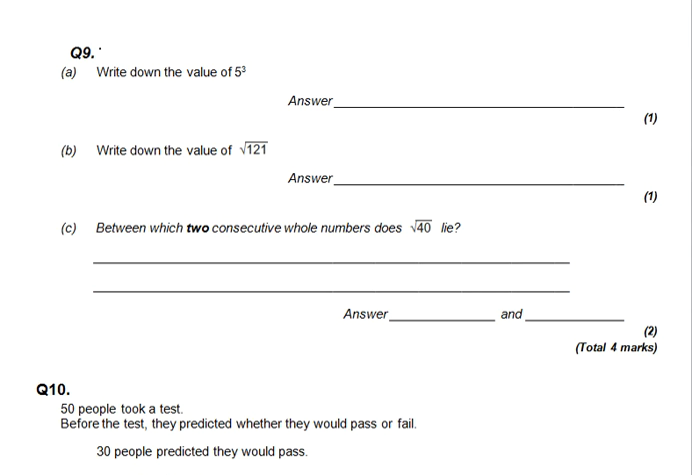So we've got 5 to the power 3. Now 5 to the power 3 just means 5 times 5 times 5. So that is equal to 125. And again, it's asking for the value, which means it's the number that we're looking for.